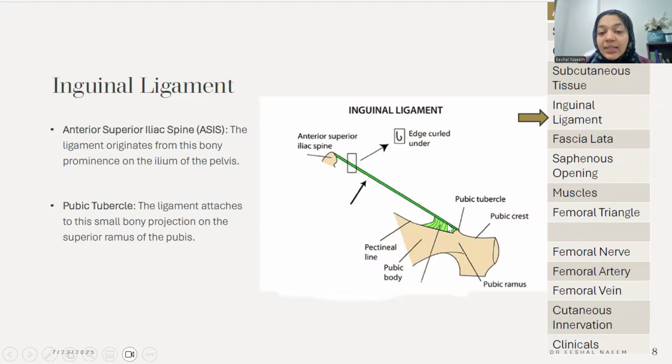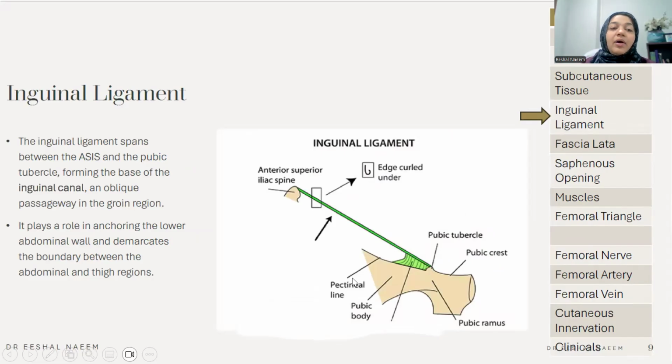As you can see, this green area, the green fibers, are the medial fibers of the inguinal ligament. The medial area has lacunar fibers in which the femoral canal is formed. Now, the inguinal ligament spans between the anterior superior iliac spine and the pubic tubercle, forming the base of the inguinal canal. And under this, a lot of neurovascular structures pass. Most laterally, we have the lateral cutaneous nerve of the thigh, and most medially, we have the femoral canal, which has the femoral nerve, artery, vein, and some special lymphatics.